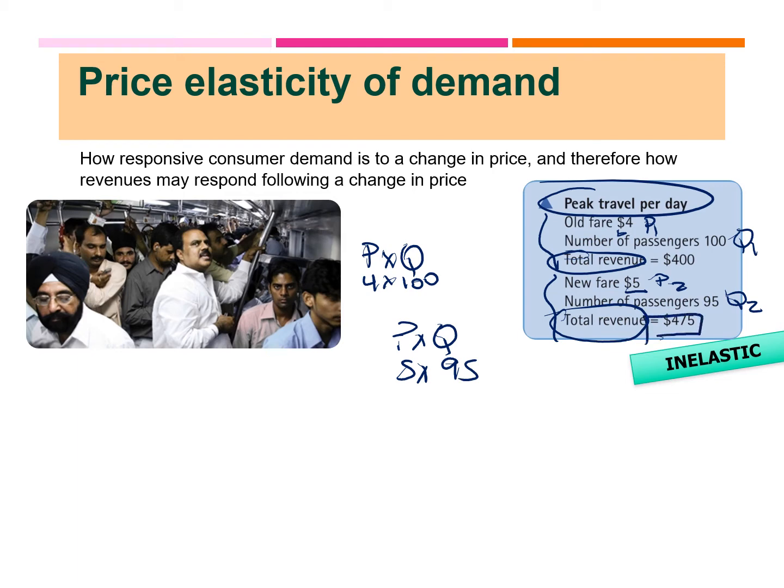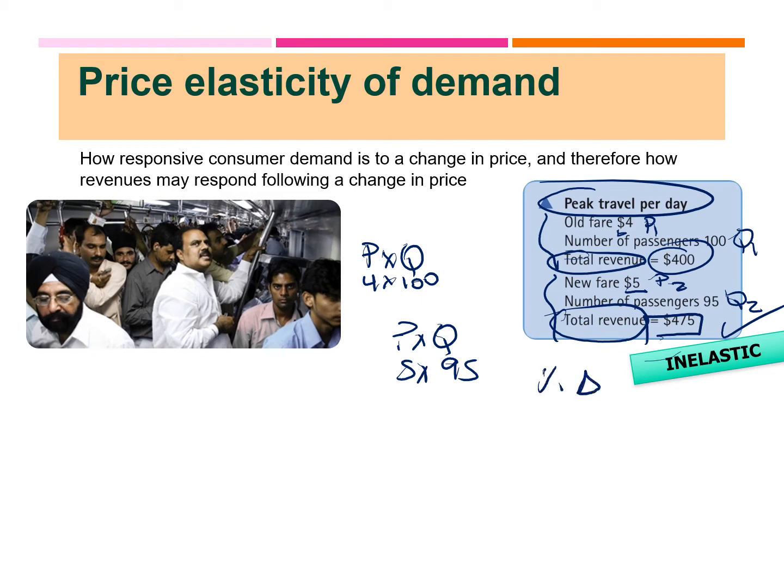Now, before I start applying the formula, what do you think is better for me as a producer? To be receiving $400 or $475? Definitely $475. So I noticed that even when they increased the price, it was better for me as a producer, even though demand decreased. But obviously, the demand decreased by less than the percentage change in price.